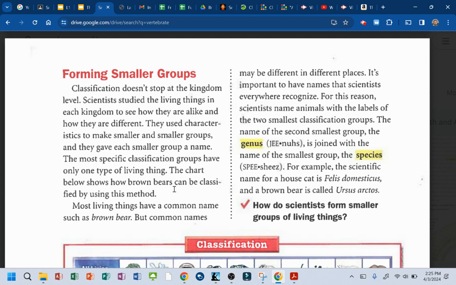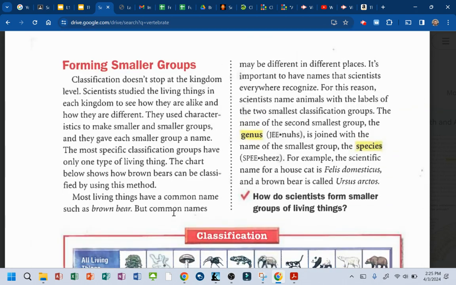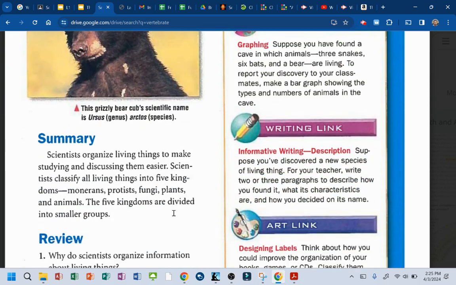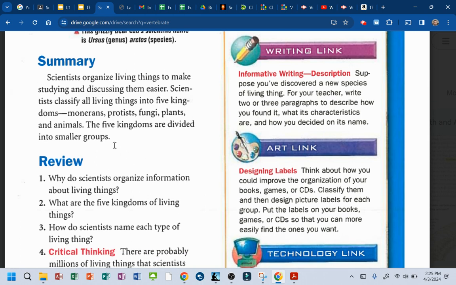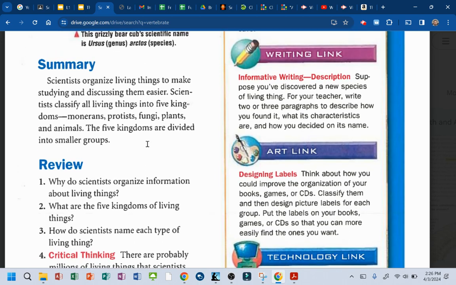Forming smaller groups. Classification doesn't stop at the kingdom level. Scientists studied the living things in each kingdom to see how they are alike and how they are different. I already read this. Okay, so good. That's what we just went through. Summary. Scientists organize living things to make studying and discussing them easier. Scientists classify all living things into five kingdoms, well, now six: monerans, protists, fungi, plants, and animals. The five, well, actually now six kingdoms are divided into smaller groups, right?